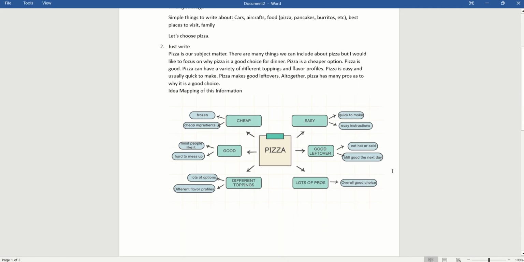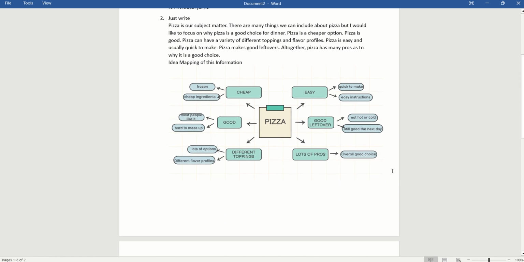So for our subject, we have chosen pizza. There are many things we can include about pizza, but I would like to focus on why pizza is a good choice for dinner. Pizza is a cheaper option. Pizza is good. Pizza can have a variety of different toppings and flavor profiles. Pizza is easy and usually quick to make. Pizza makes good leftovers. Altogether, pizza has many pros as to why it is a good choice.